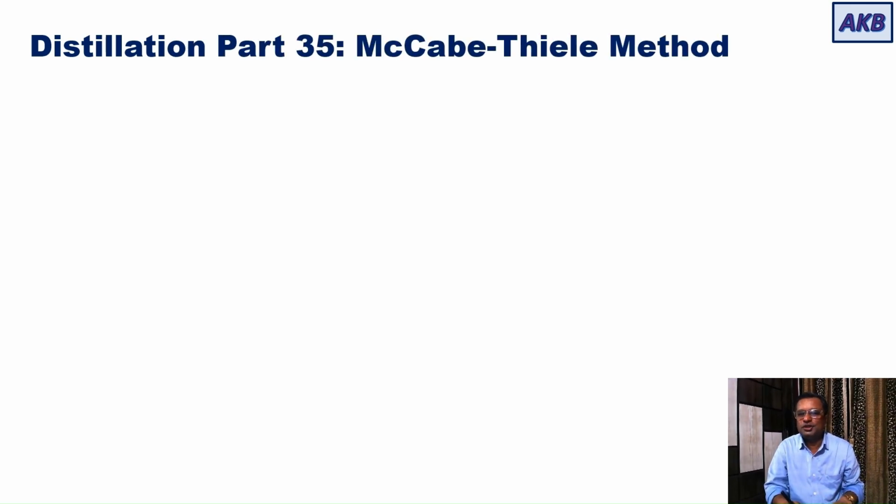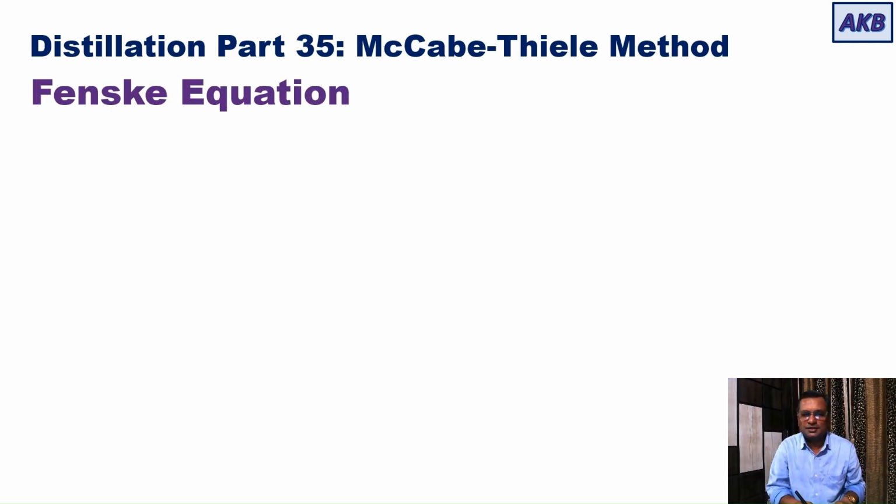Today I will continue my discussion on the McCabe-Thiele method. This will be the last part of my discussion on the McCabe-Thiele method, and as far as distillation is concerned, this is the 35th part. Today I will be deriving the Fenske equation. This is a mathematical expression that is used to find the minimum number of stages in a tray column when it is operating under total reflux.